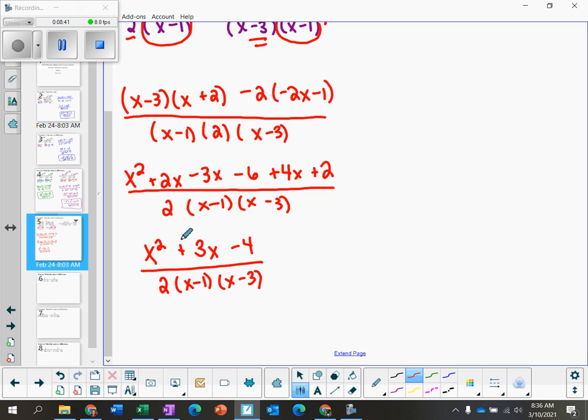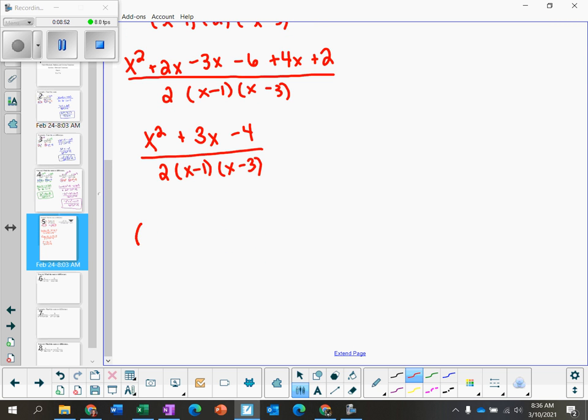So this is a nice simple quadratic up here that actually is factorable. So I'm going to factor it to see if anything cancels. I'm looking for what multiplies to negative 4 and adds to positive 3. So that's going to be x plus 4, x minus 1 on top. And the bottom, I'm going to have 2 times x minus 1 times x minus 3.